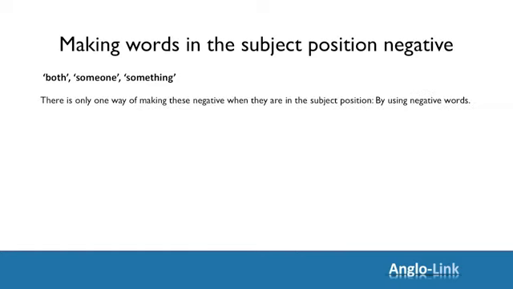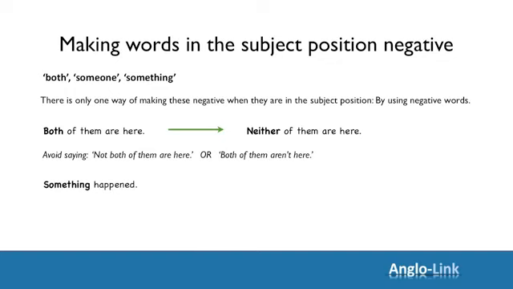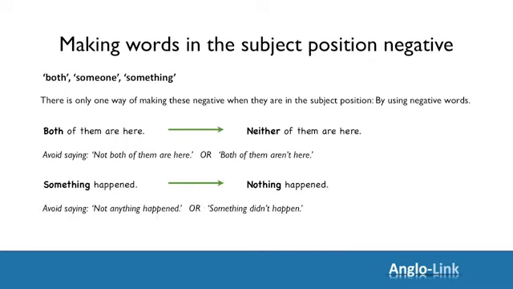For example, both of them are here. The negative sentence for this will be neither of them are here. Or, something happened. To make this negative, use the negative expression, the opposite of something, nothing happened. Avoid other forms of negatives because they won't mean much to your listener.